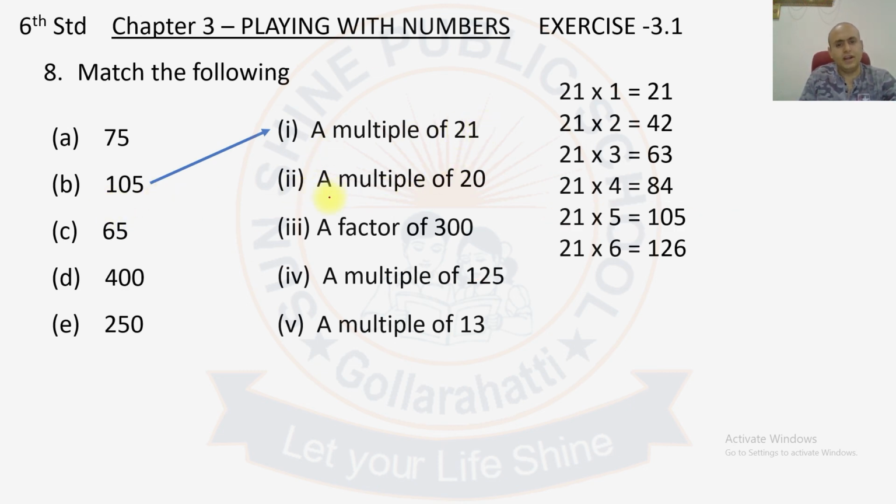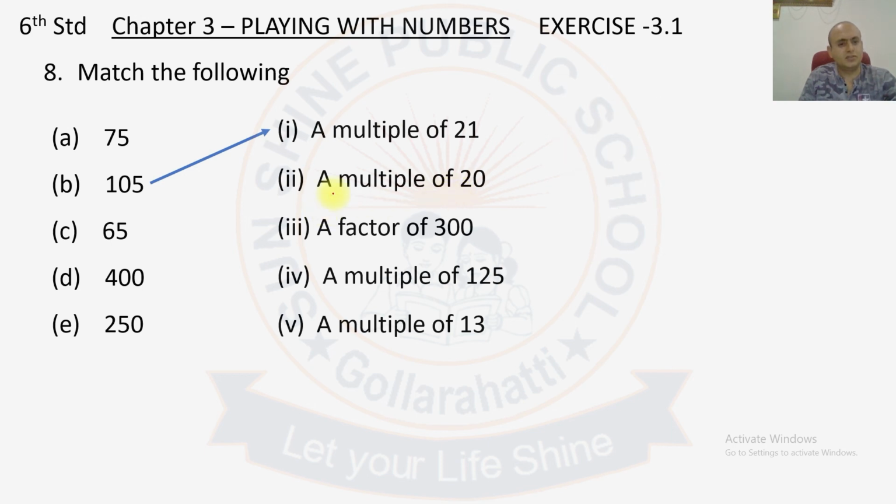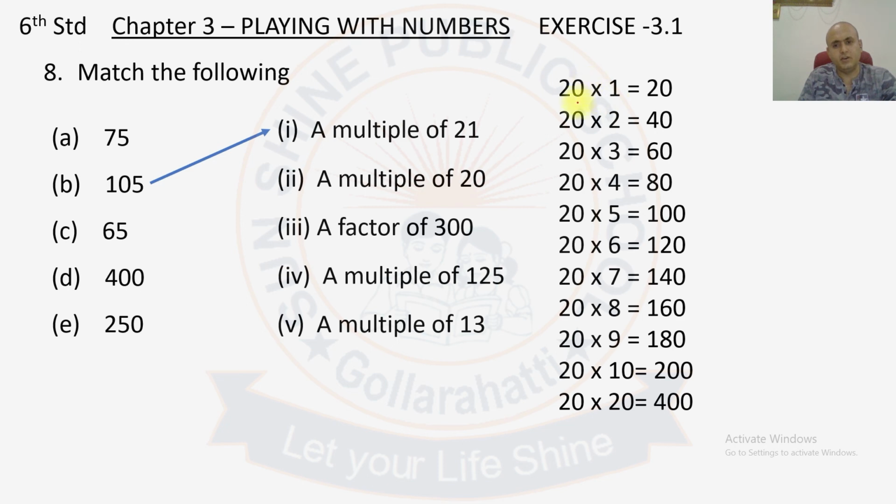So next, to find the multiple of 20. First you find a multiple of 20, then you can match here anywhere. So first let us write the 20 tables. If I keep on writing 20 tables up to 20, 20 twenties I'll get 400. That means I can match here. In between I will not get any numbers. So last you get 400. That means 400 is a multiple of 20. Therefore I can match 400 to a multiple of 20.